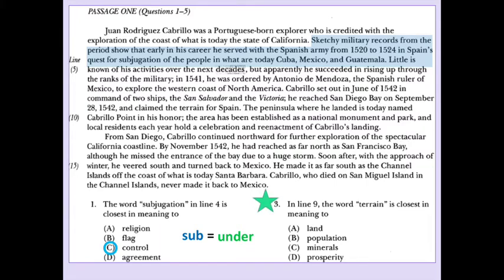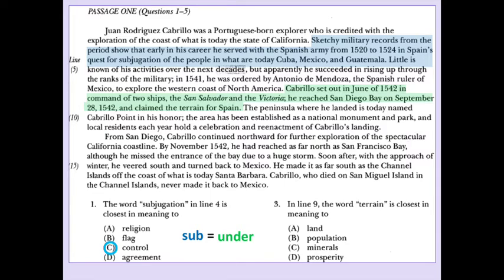Number 3. In line 9, the word terrain is closest in meaning to. Cabrillo set out in June of 1542 in command of 2 ships, the San Salvador and the Victoria. He reached the San Diego Bay on September 28, 1542, and claimed the terrain for Spain.